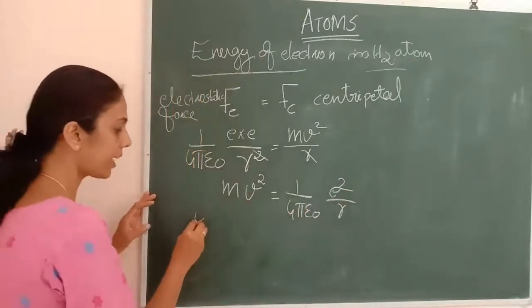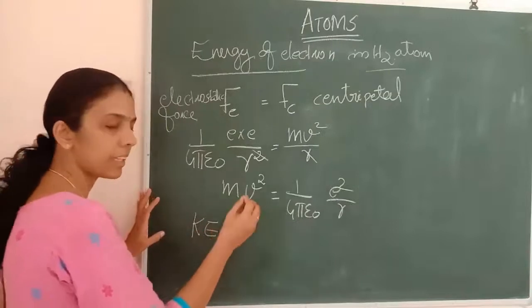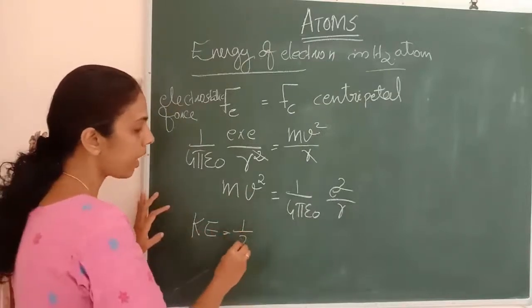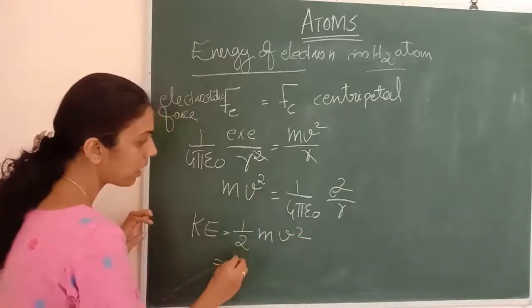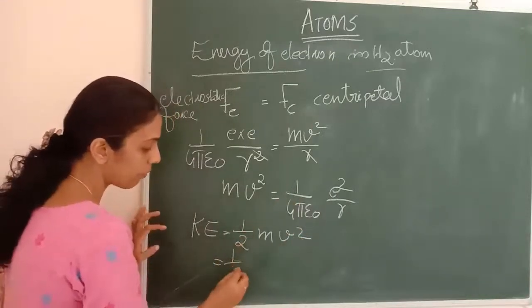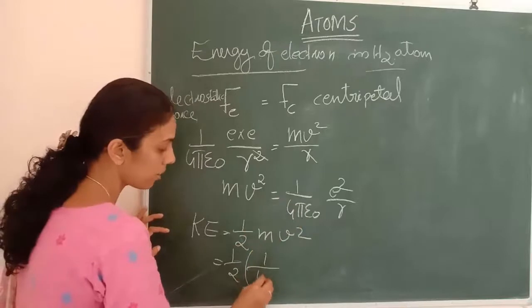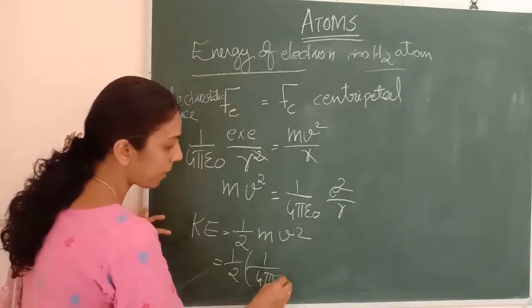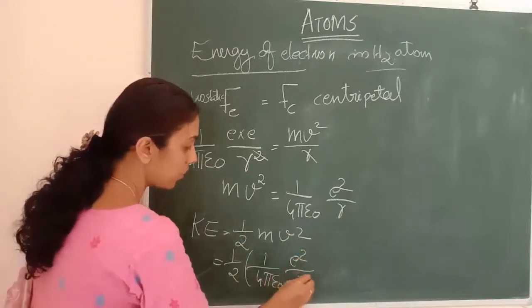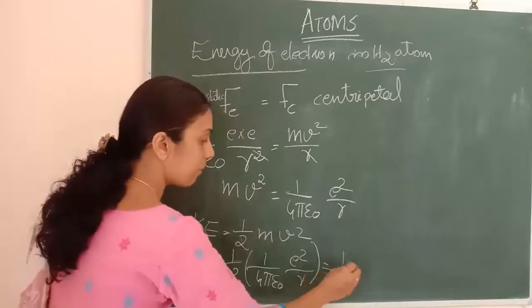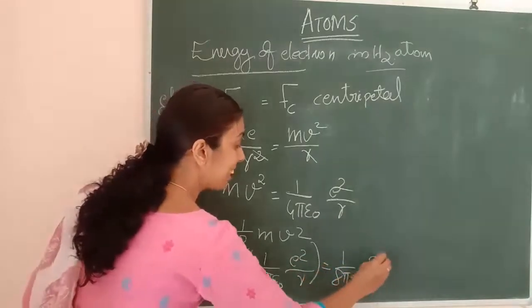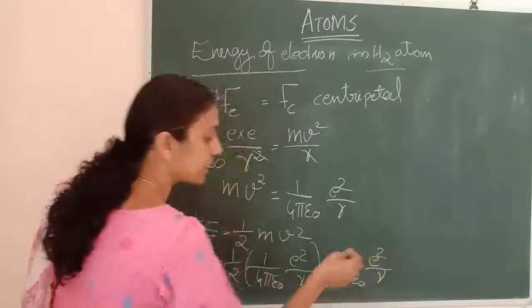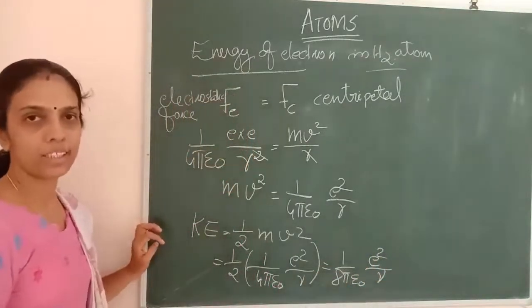So what is the kinetic energy formula? Kinetic energy of the electron equals half mv square. So it will be half into 1 by 4 pi epsilon 0 e square by r. So we get 1 by 8 pi epsilon 0 e square by r. This is the formula for kinetic energy.